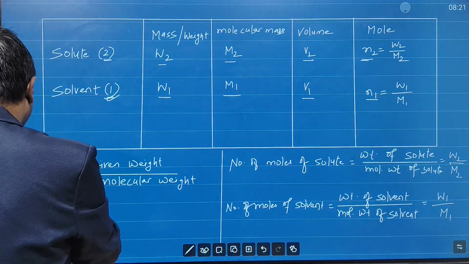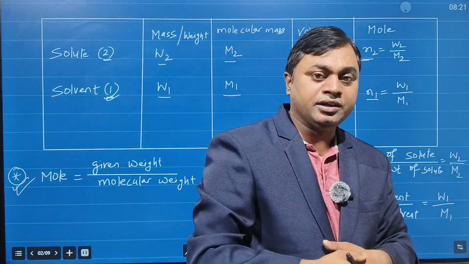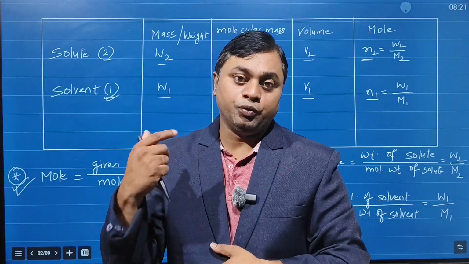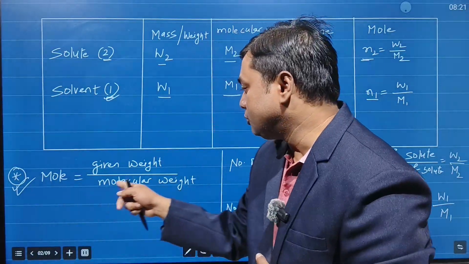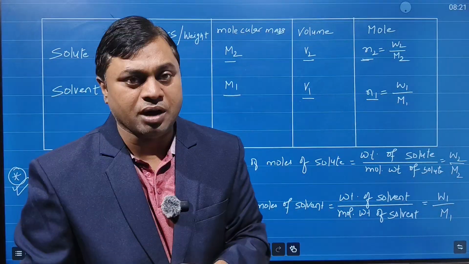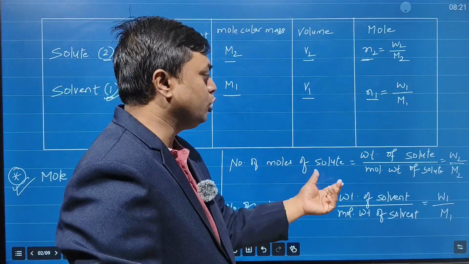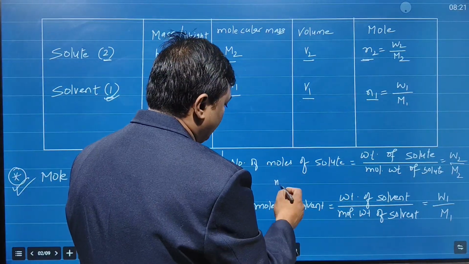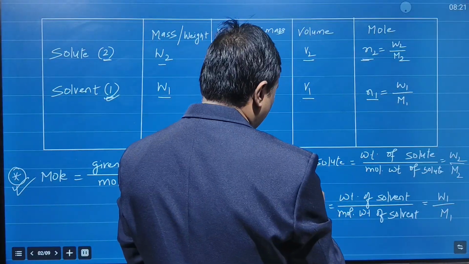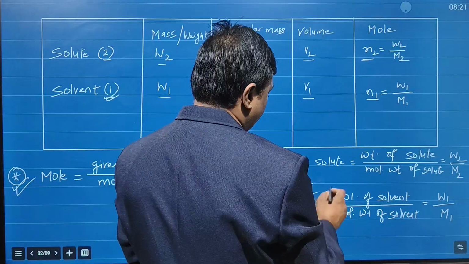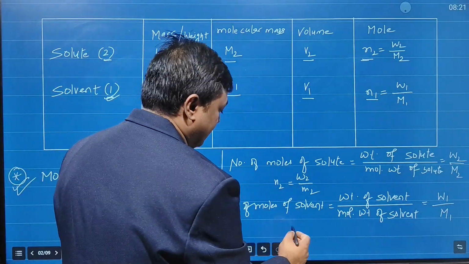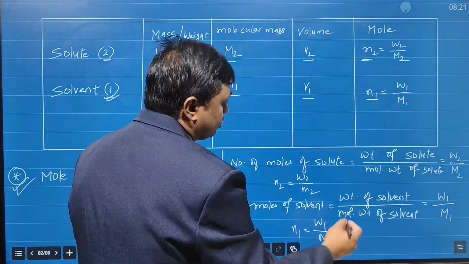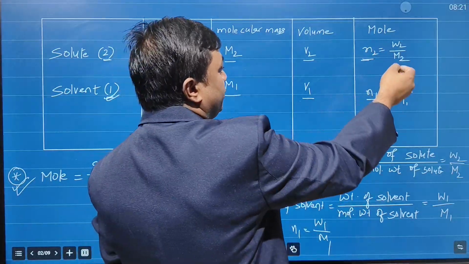Okay, how do you find the number of moles? You have learnt in grade 11, mole is what? Given weight by molecular weight. If I want the mole of solute, so weight of solute by molecular weight of solute, yes or no? So mole is given weight by molecular weight or molecular mass. So how do you find the number of moles of solute? Weight of solute by molecular weight of solute. So we can represent number of moles of solute as N2, weight of solute as W2, and molecular weight as M2. Similarly, number of moles of solvent, that is N1, as it is the first component, weight of the solvent, that is W1 by molecular weight. So I have written the same thing here. N2 is what? W2 by M2. N1 is what?